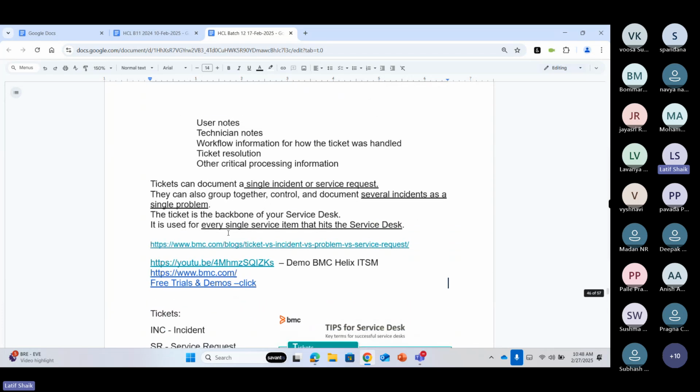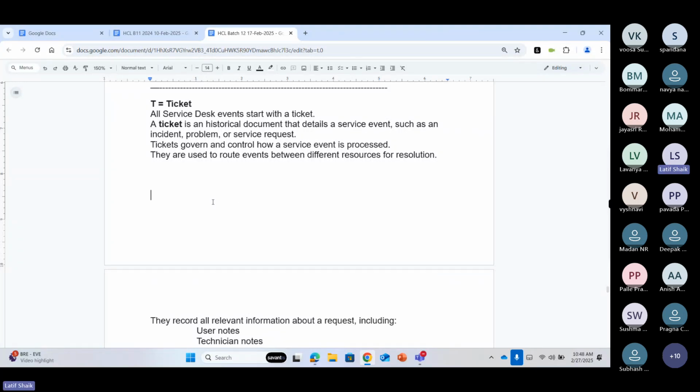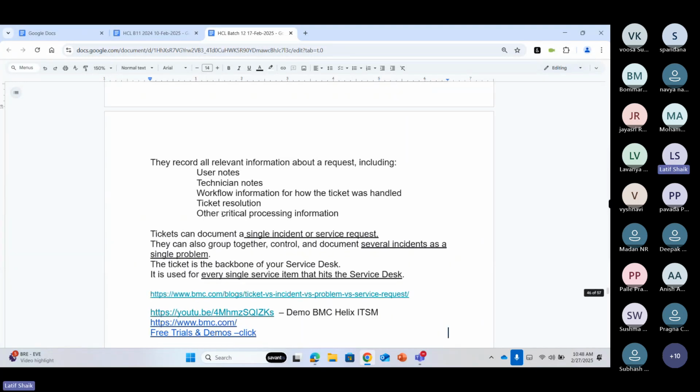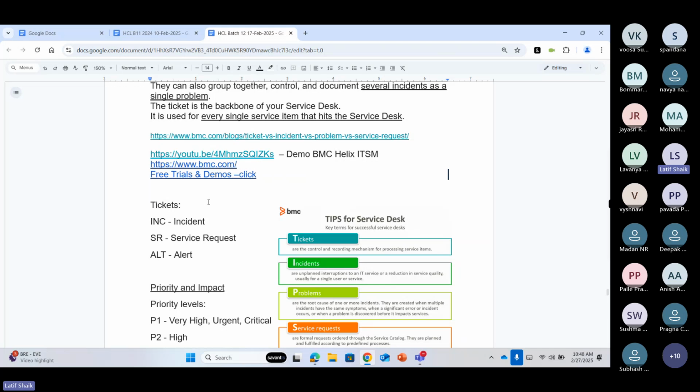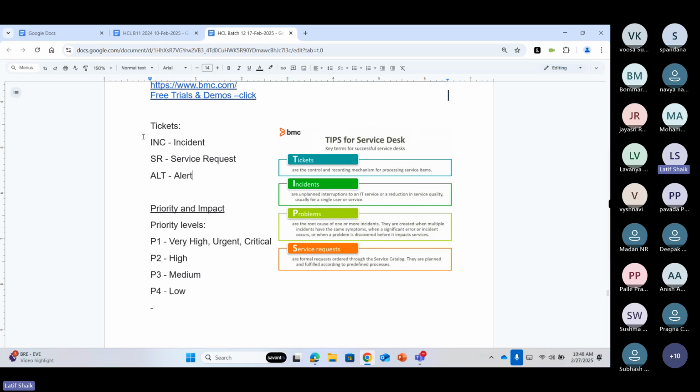Okay, we discussed different types of tickets: incident tickets, service tickets, and alert tickets. Today we are going to discuss what an incident is, what a service request is, and a few other things like what a problem is.